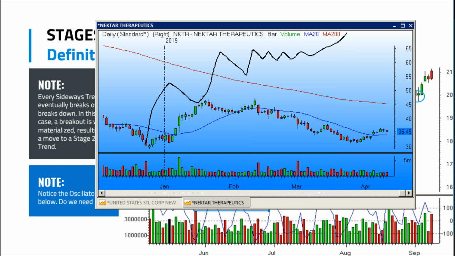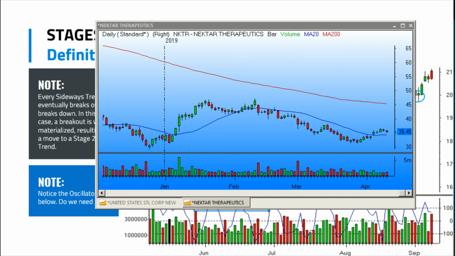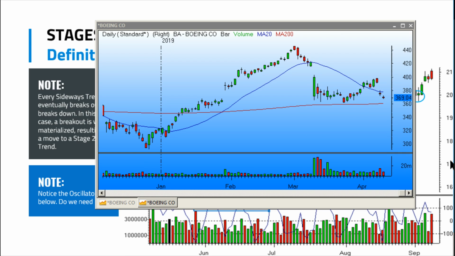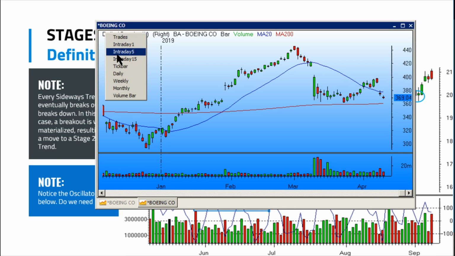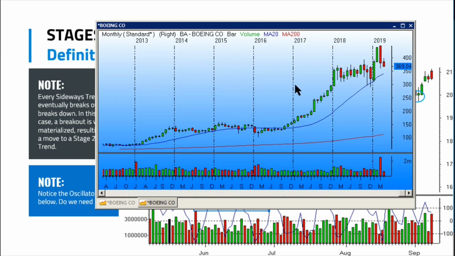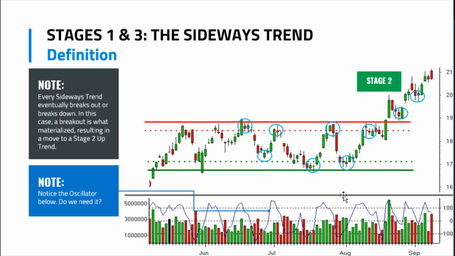Let me show you Boeing. We were talking about Boeing today and why I don't think it's a long, but let me show you Boeing on maybe the monthly chart. See how it was sideways? It was a sideways trend, but in a larger uptrend, and then eventually went higher. So that might have been the case here. Notice the oscillator below. Do we need it? Is it of any use? No, it's not.